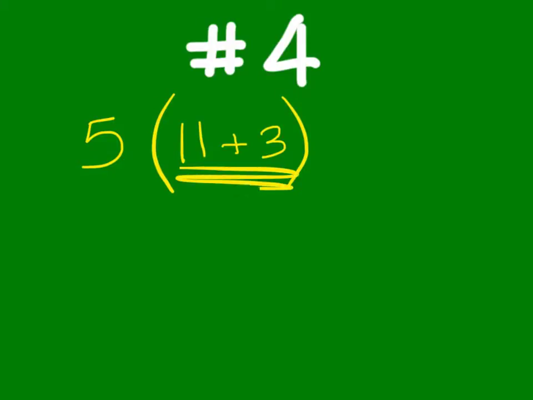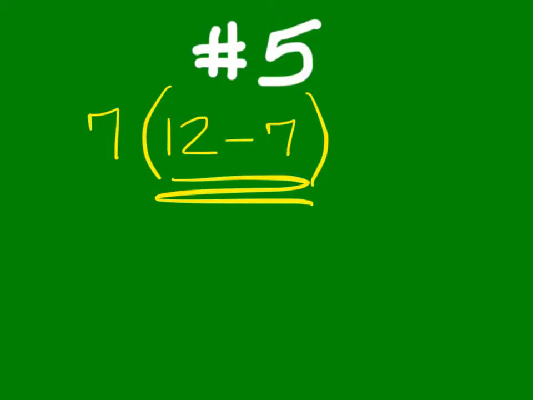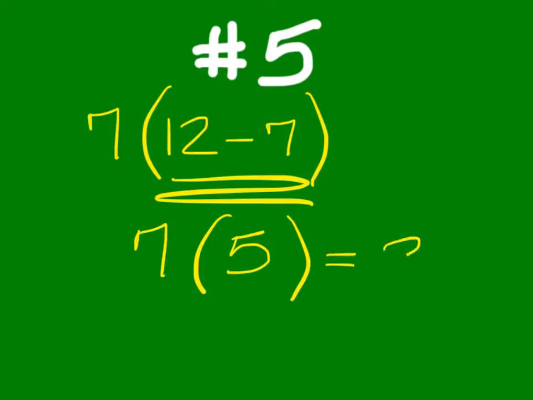11 plus 3 is 14. And you have that 5 outside, which means multiplication. So 5 times 14 would be 70. Number 5. 12 minus 7 is 5. 7 times 5 is 35.